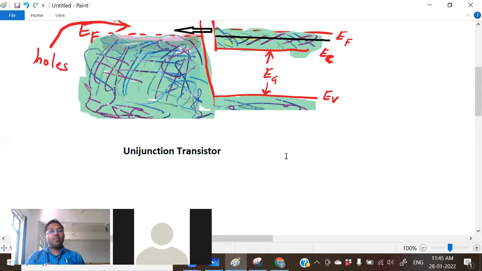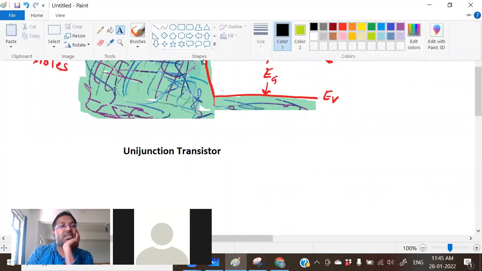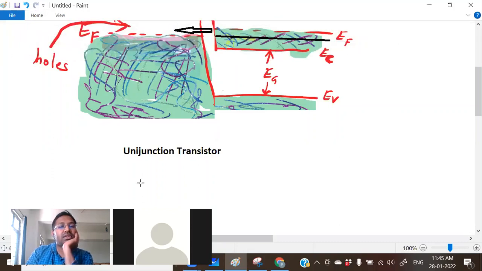So from the name itself, you can understand that it has only one PN junction. It simply has only one PN junction. So first, let me give you the construction of this particular device.